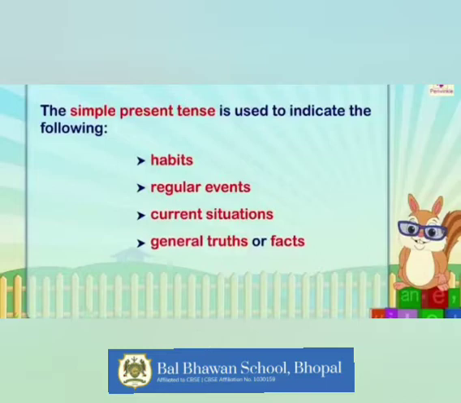The simple present tense form of a verb usually indicates actions which are habits or events which happen regularly, current situation, general truths or facts. Let's see the examples.